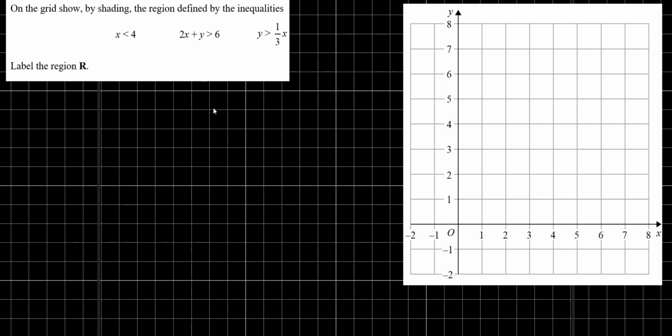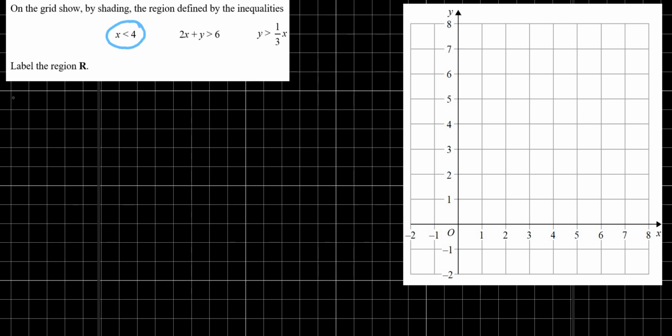On the grid below, shade the region defined by the inequalities x is less than 4, 2x plus y is greater than 6, and y is greater than 1/3 x. Label the region R. So what that means is we're going to just draw these lines.